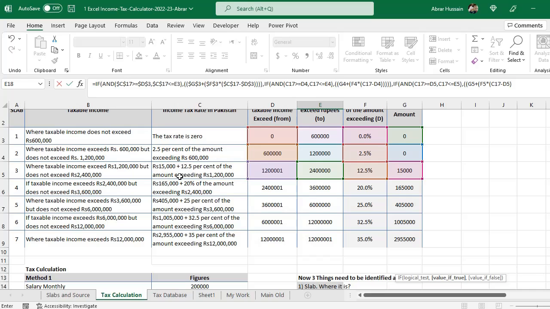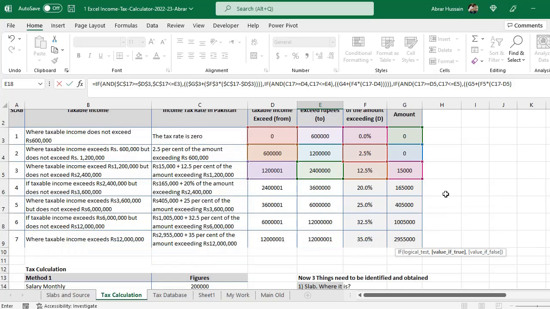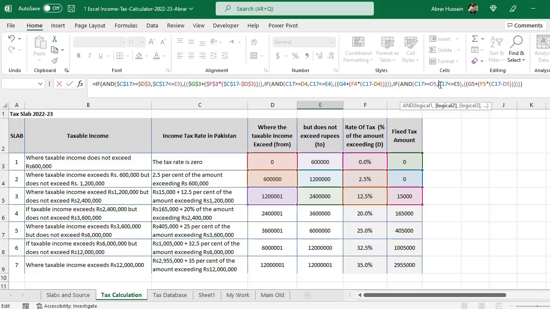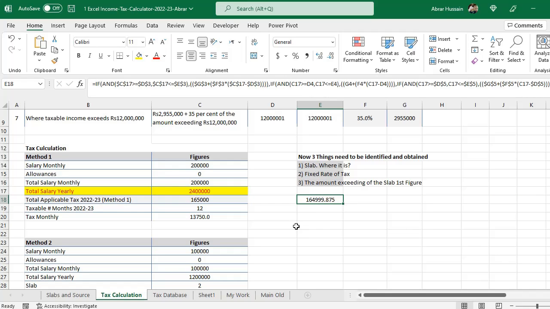Here it says the amount exceeding 12 lakh, so obviously this amount minus 12 lakh. So here if you see in every formula, in every if, these ranges are changing. You can see now we have added the third slab.